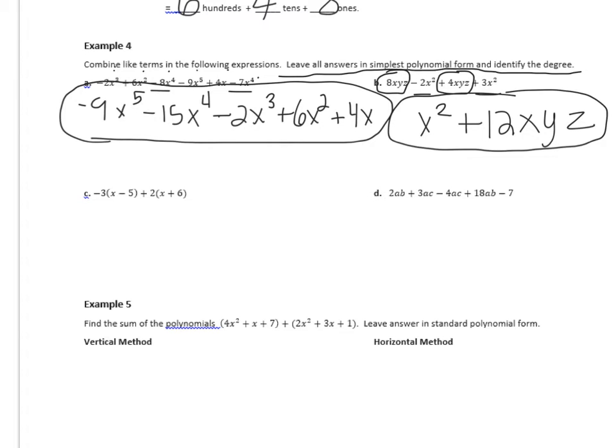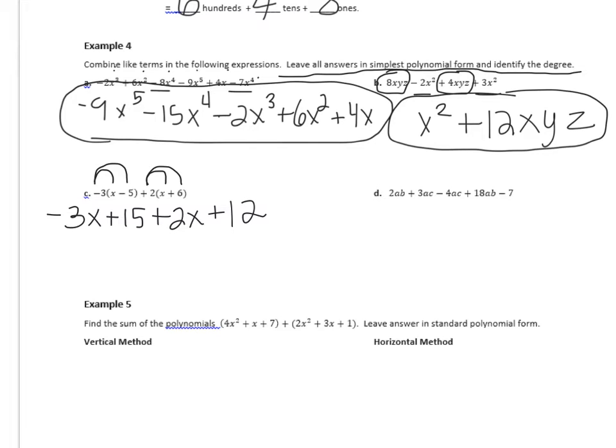So we're going to multiply negative 3 times x, which gives us negative 3x, and then negative 3 times negative 5, which gives us positive 15. Be careful of your signs. A negative times a negative is a positive. And now we're going to distribute again. 2 times x is positive 2x, and 2 times 6 is positive 12.